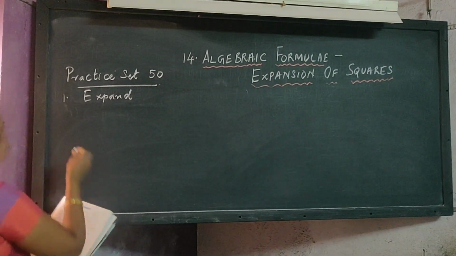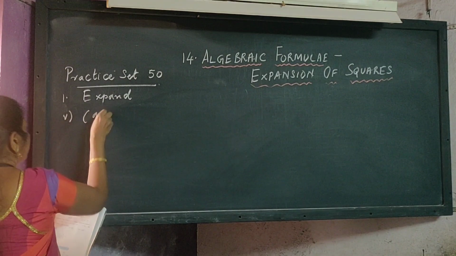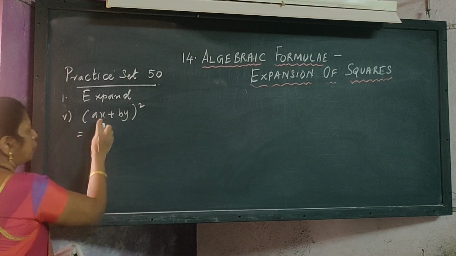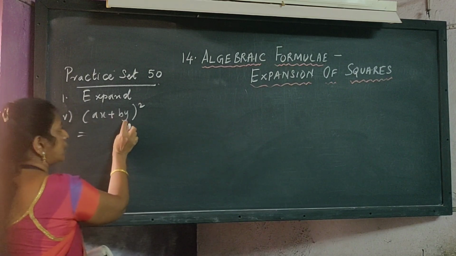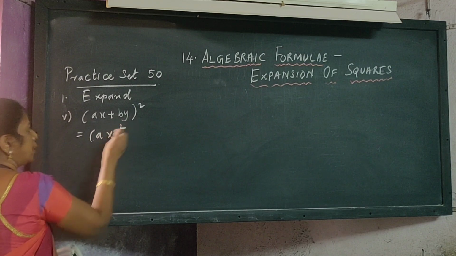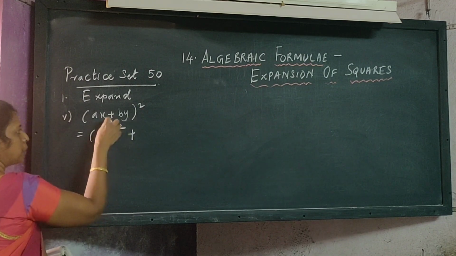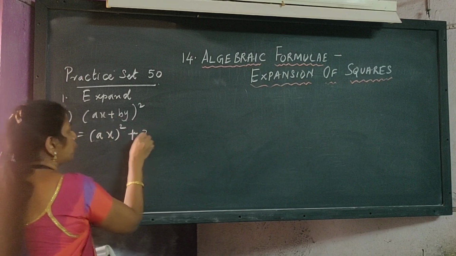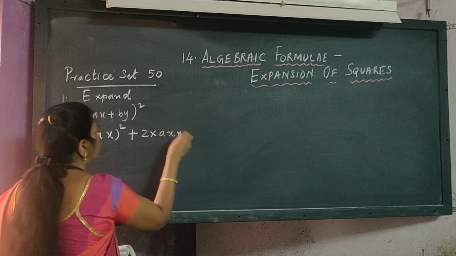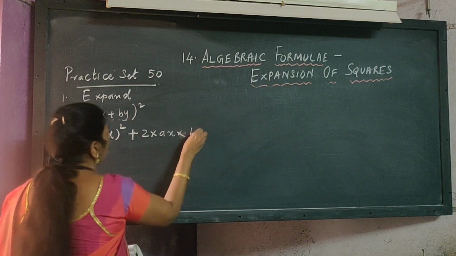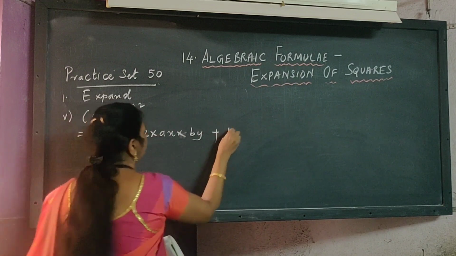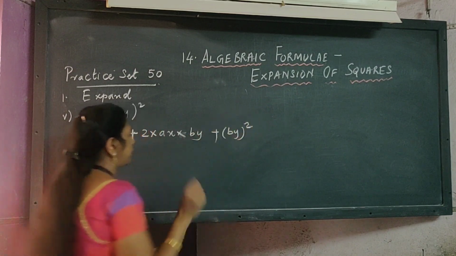Sum number 5, ax plus by the whole square. Now your first term is what? Ax and last term is by. So you will get first term the whole square, that is ax the whole square plus, put plus because your plus is there, 2 into what is your first term? Ax into what is your last term? That is by plus what is the last term? That is by the whole square.